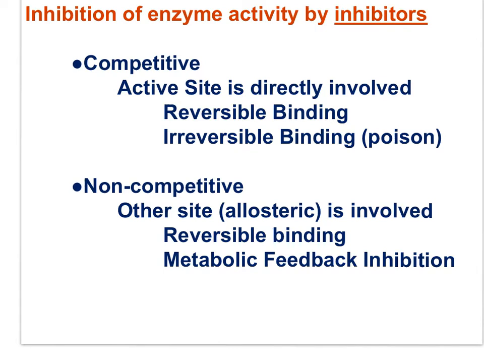Now, the 2 broad classes of inhibitors are competitive inhibitors. The active site is directly involved with the inhibitor. There is reversible binding of the inhibitor to the active site or irreversible binding, and this is poisonous. In non-competitive inhibitors, another site, an allosteric site, is involved along with the active site. The inhibitor reversibly binds to the other site, and non-competitive inhibition is the central mechanism of metabolic feedback inhibition.